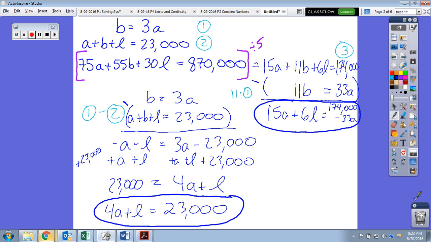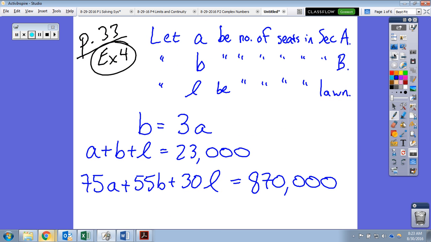So the first thing is this. When it's a word problem like this, you need to first let some variables represent the unknown quantities, right? We don't know the number of seats in section A. We don't know the number of seats in section B. We don't know the number of seats for the lawn seats, okay?